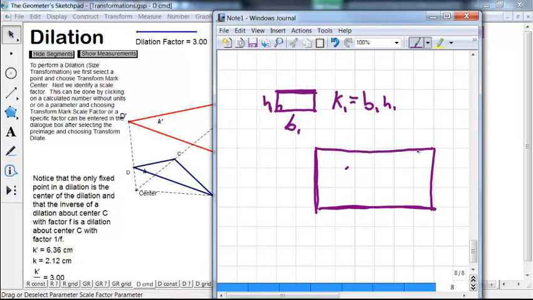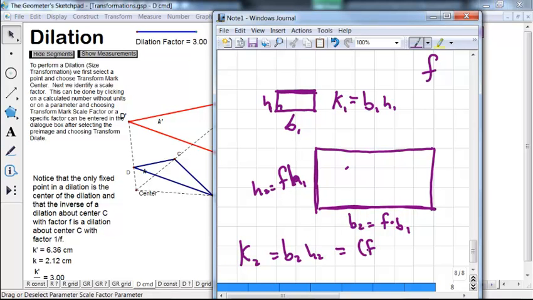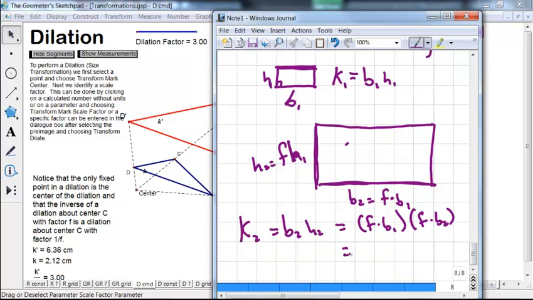Anyway, let's say we have some dilation factor f. In this case, f is 3. And so we get a base 2, which is just f times base 1, and a height 2, which is just f times height 1. So our area 2 is base 2 times height 2. But base 2 is the factor times base 1, and height 2 is the factor times height 1. So that is the factor squared times base 1 times height 1.